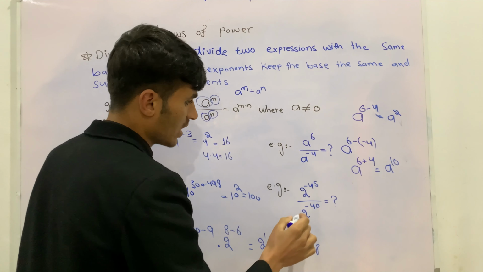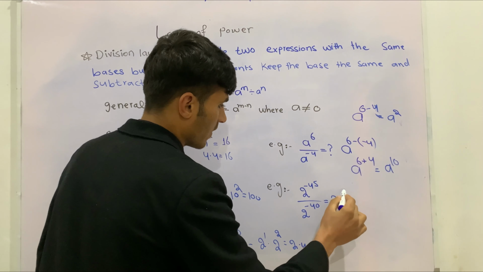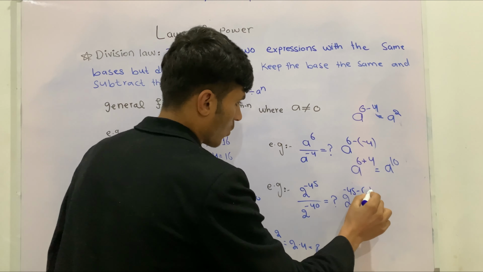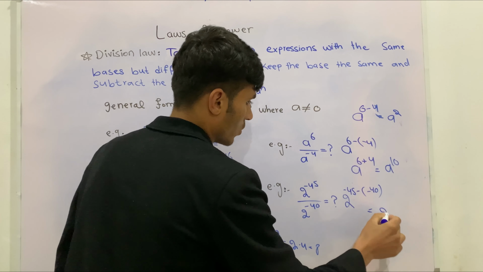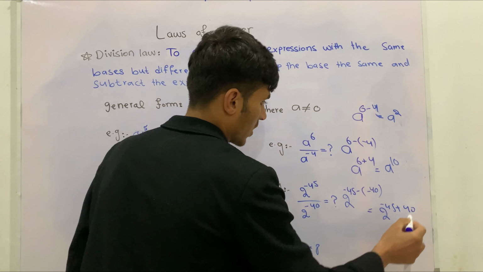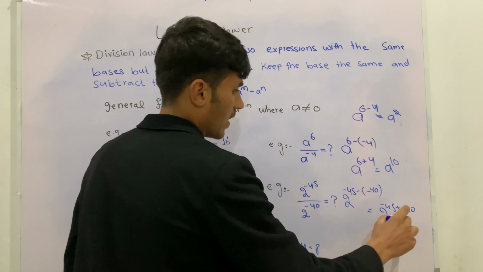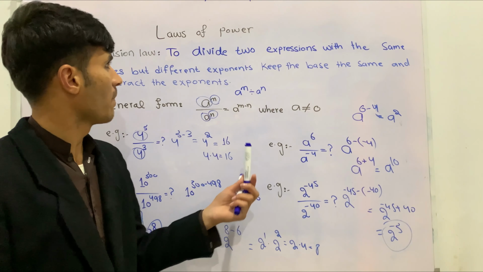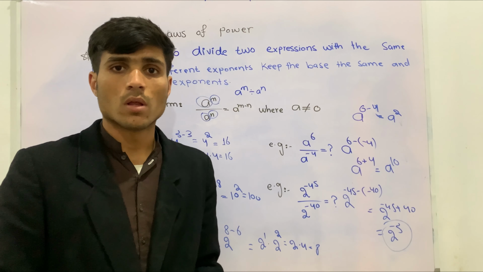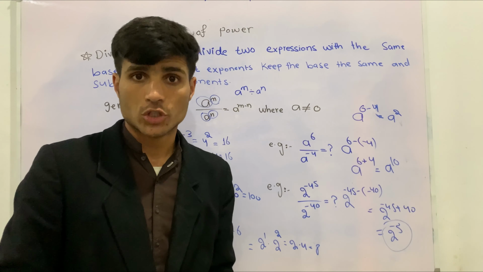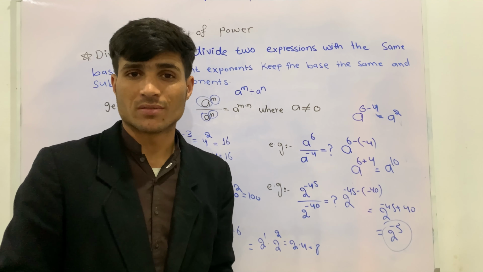So look at the last example. 2 to the negative 45 minus negative 40, okay? Equals 2 to the negative 45 minus into minus plus 40. 2 to the negative 5. I hope you got the first rule or the first law of power while doing division.